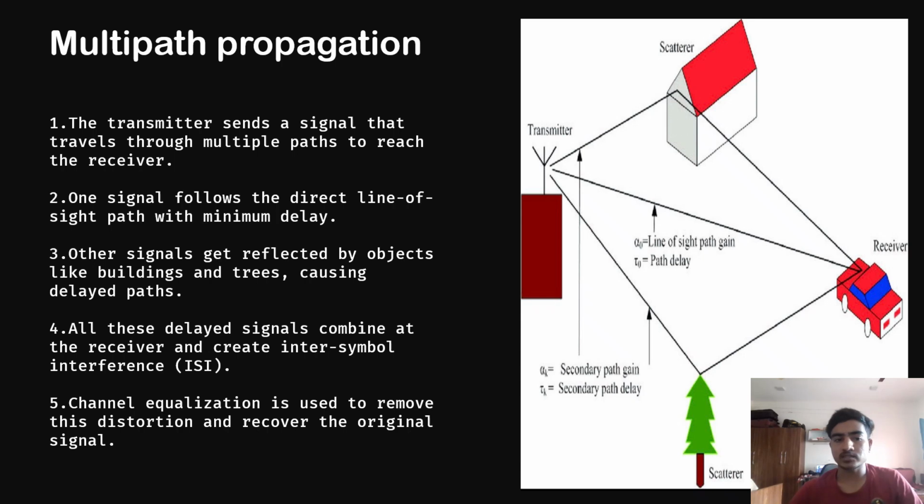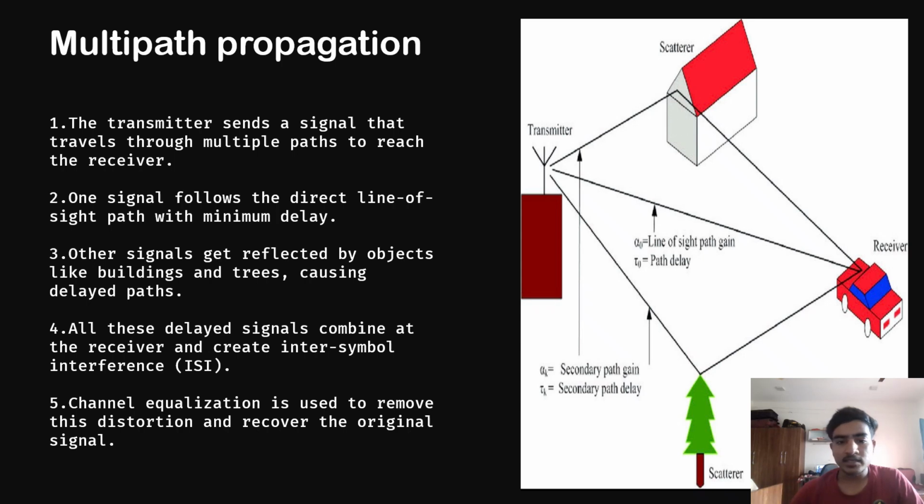Okay, multipath propagation. We will see the picture of this multipath propagation. You will see here a transmitter, and these are objects like homes and trees. These are the scatterers, and here is the receiver. Now the transmitter sends signals that travel through multiple paths to reach the receiver, and one signal follows the direct line-of-sight path with minimum delay. See, this is the minimum delay, where the transmitter transmits the signal and the receiver gets it.